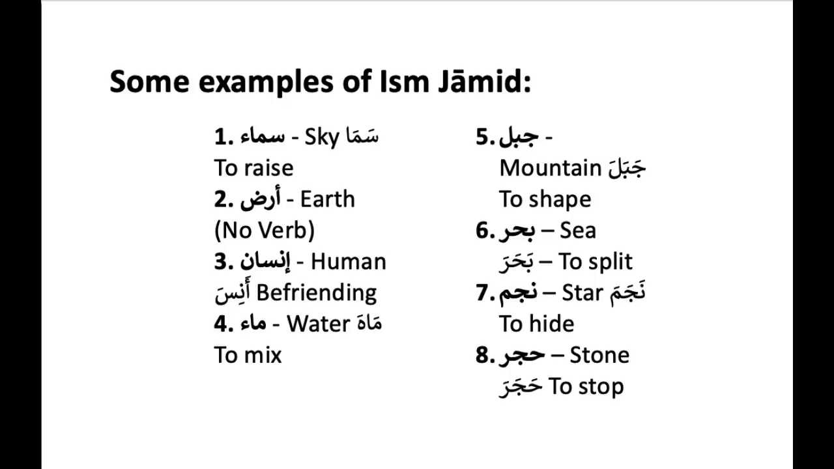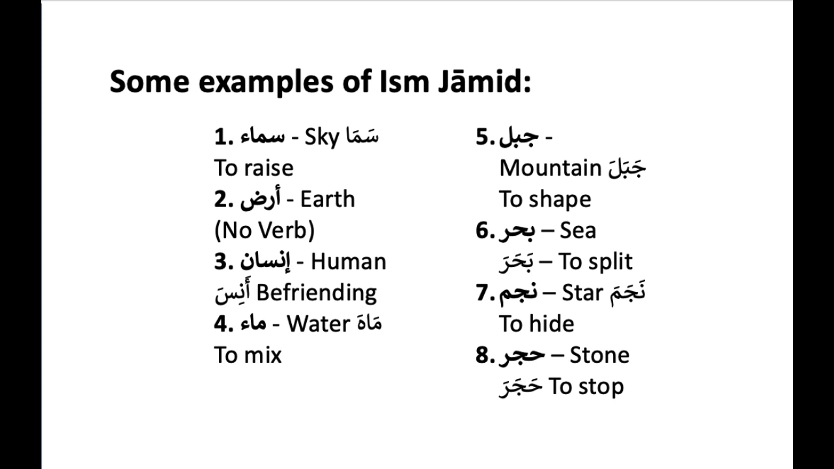Examples of Ismul Jamid. Sama'a means sky. The nearest verb to sama'a is sama, which means to raise. No relation between sama and sama'a in terms of their meaning. Ardun, earth. There is no root verb of ardun at all which matches anywhere close to ardun. Insanun, human. The nearest root verb is anisa. Anisa means befriending. No relationship with the meaning of insanu, and insanu is not derived from anisa.